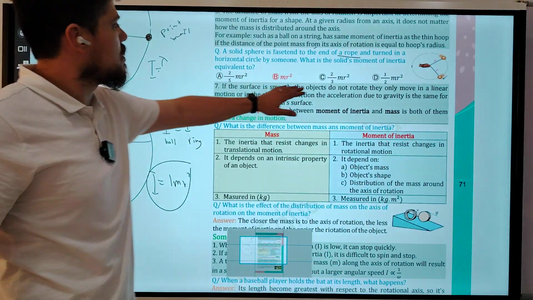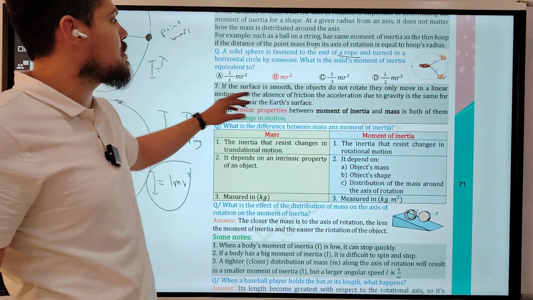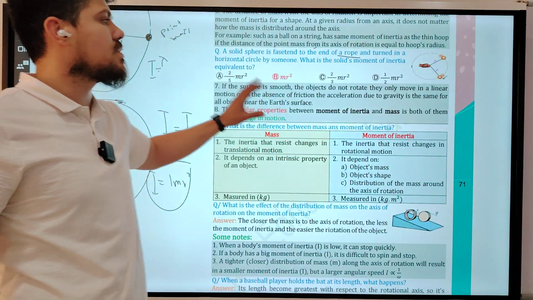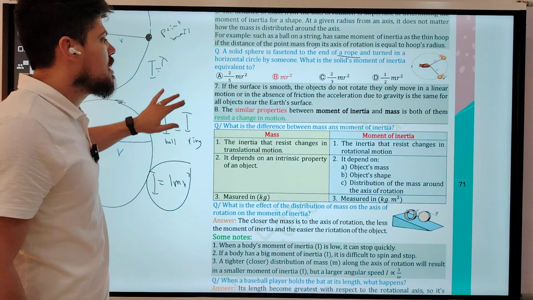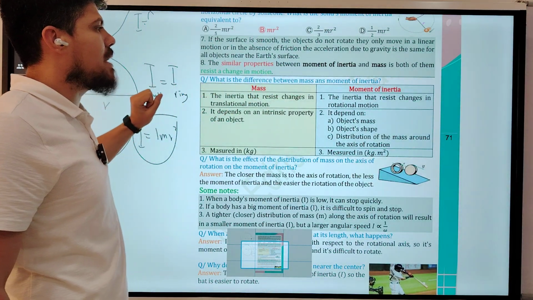If the surface is smooth, the objects do not rotate. They only move in a linear motion, translational motion. In the absence of friction, the acceleration due to gravity is the same for all objects near the Earth's surface. Now, the similar properties between moment of inertia and mass.